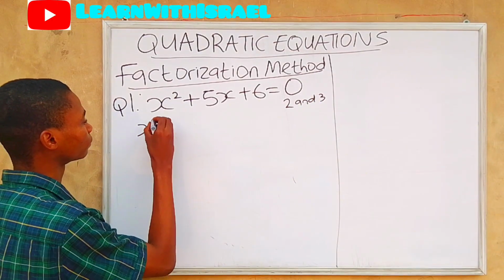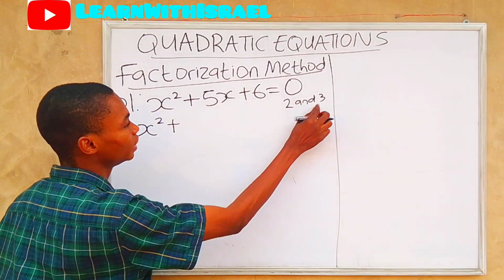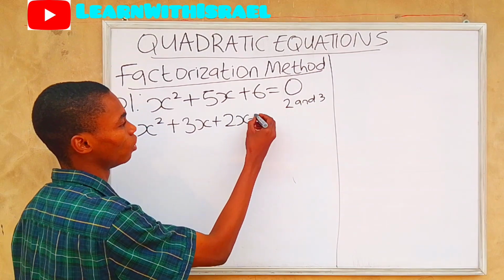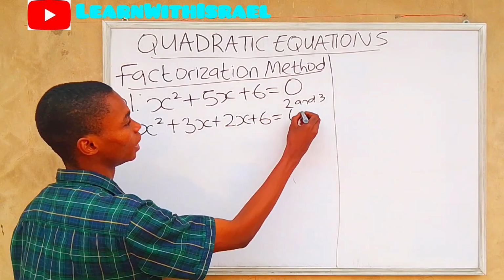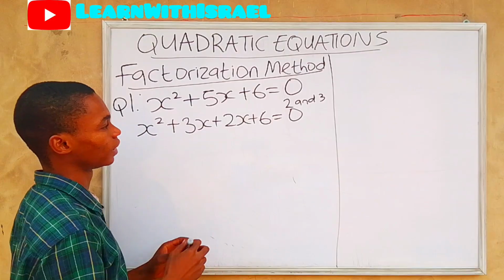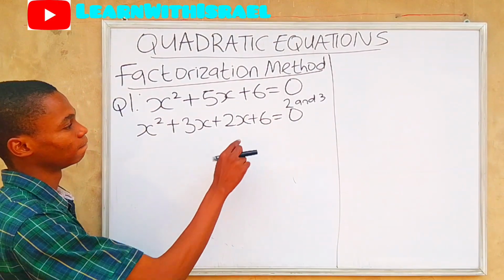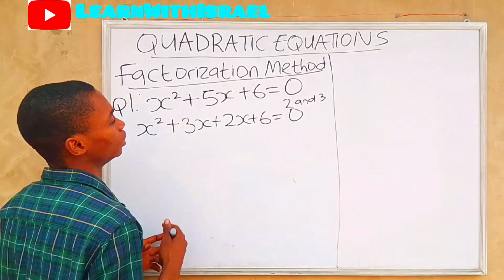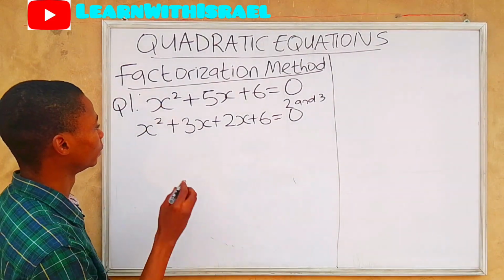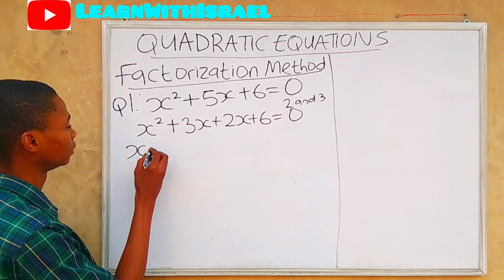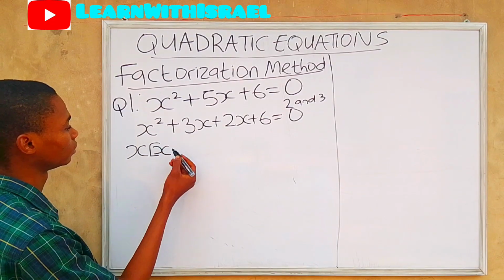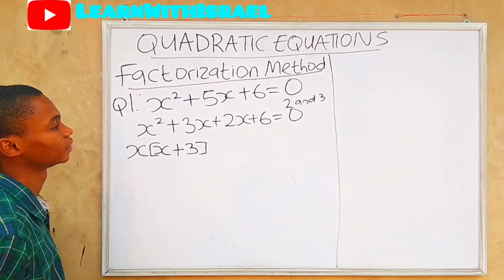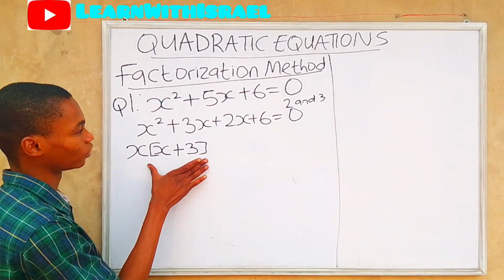So x squared plus 3x plus 2x plus 6 equals 0. I hope that is clear. I hope you understood that. 3 plus 2 will give us 5, and 3 multiplied by 2 will give us 6. So the next thing is to factorize x into bracket x plus 3 close bracket.